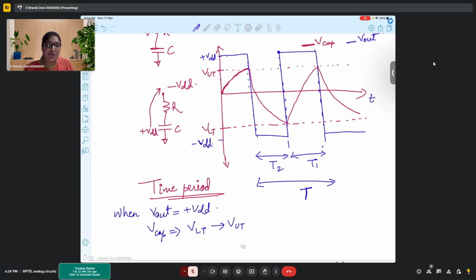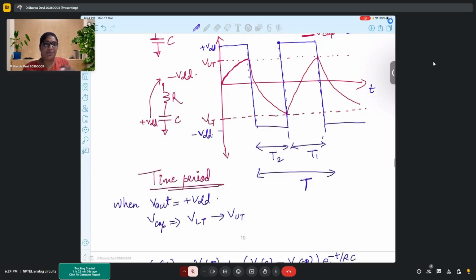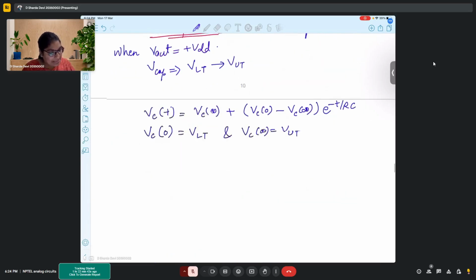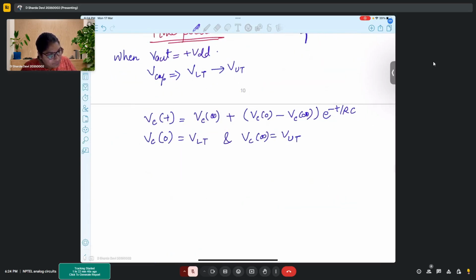Then we will simply add both of them to find the total time period of our pulse, and from there we can say, okay, what are the factors on which the time period depends. So that is the idea that we are going forward with, right? So we see T1 is, and here t is t1, that is the period we are considering. So VC infinity is VUT. Okay, VC t1 is how much?